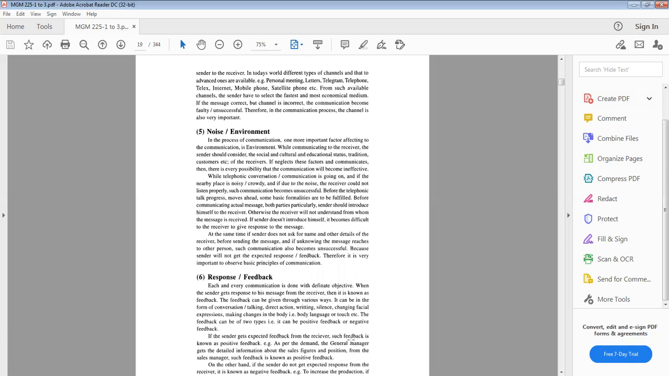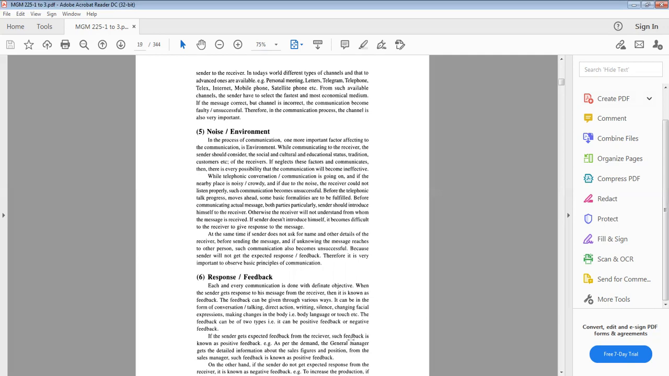Response and feedback. Each and every communication is done with definite objectives. When the sender gets a response to his message from the receiver, it is known as feedback. The feedback can be given through various ways. It can be in the form of conversation, talking, direct actions, writing, silence, changing facial expression, making changes in body language or touch, etc. The feedback can be of two types. It will be positive feedback or negative feedback.